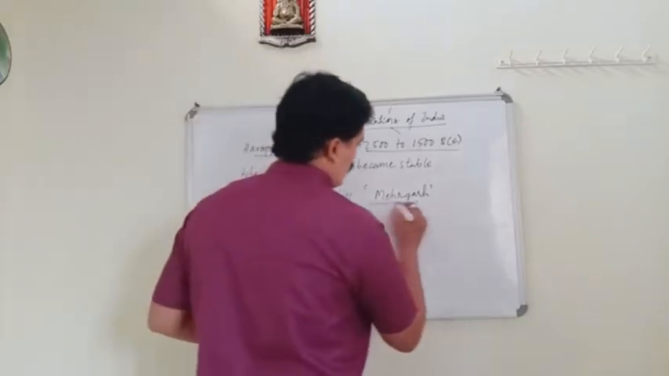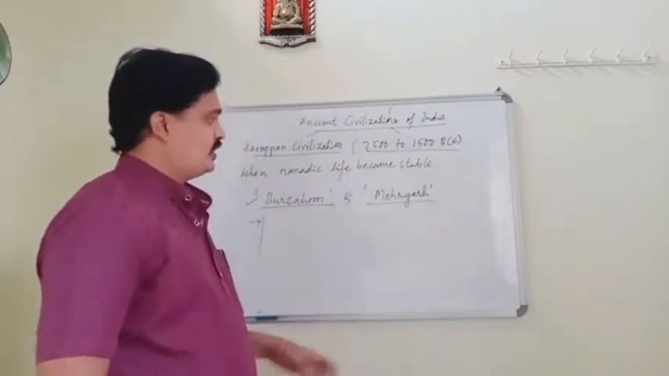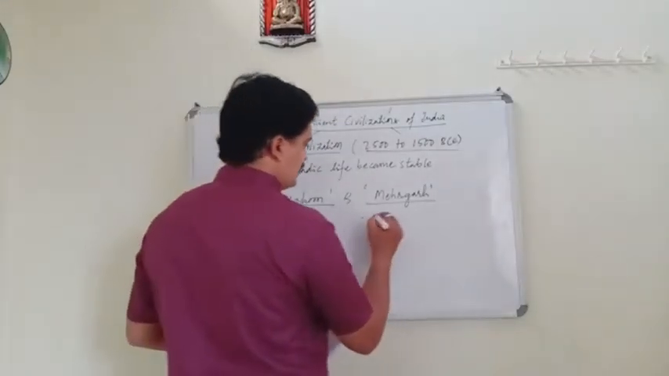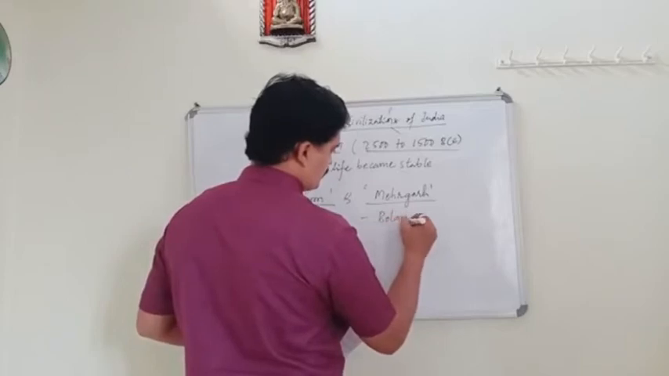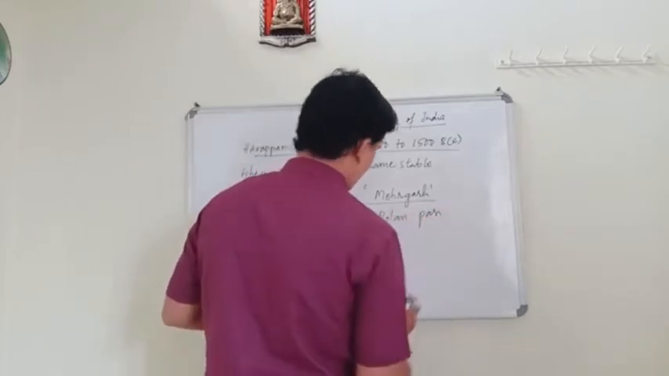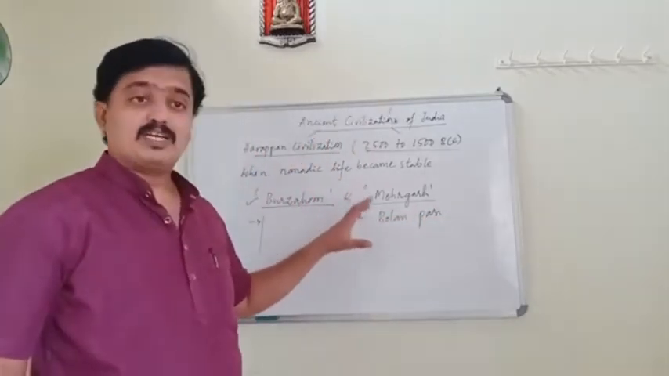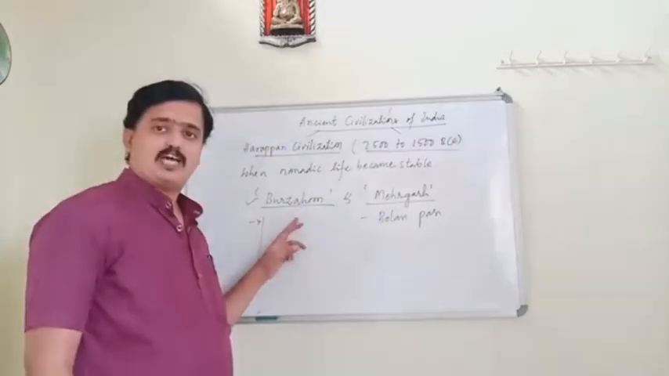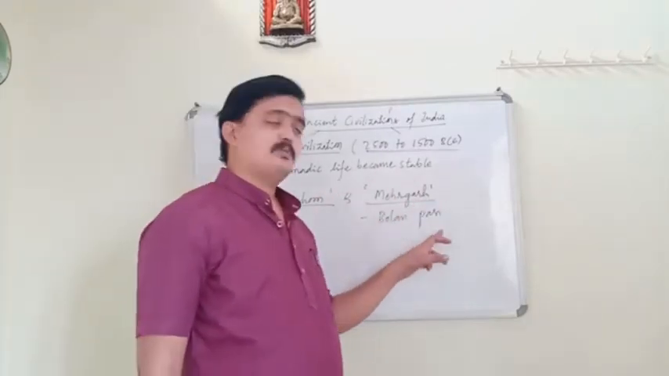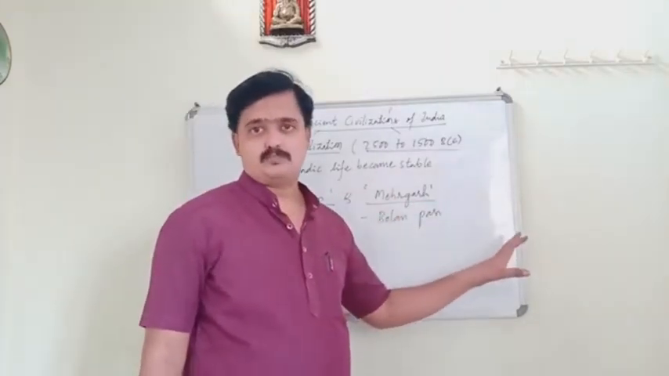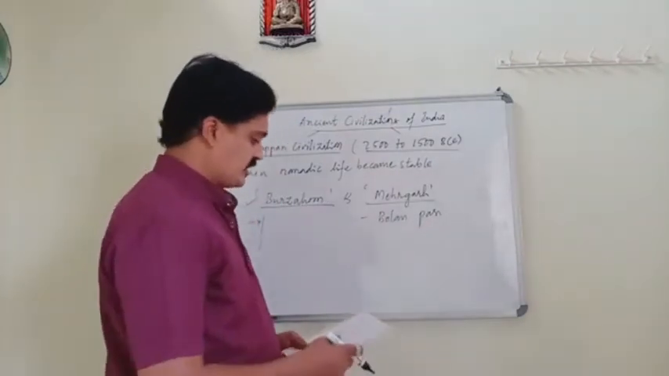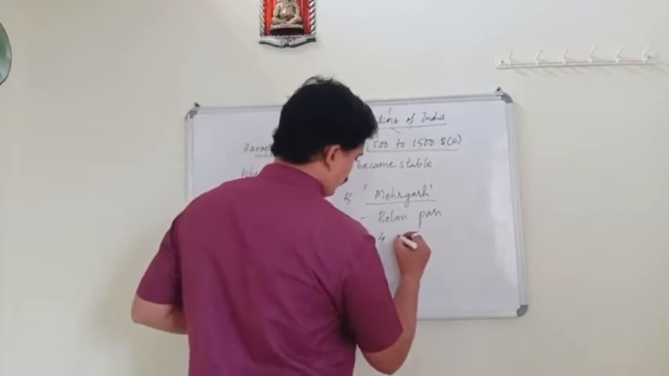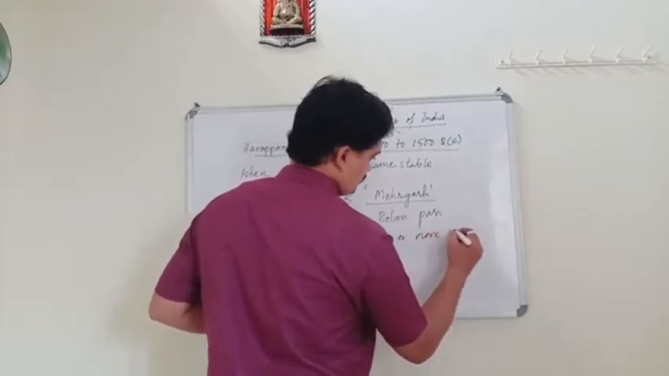Let's move on to Mehergarh. This site was in the Bolan Pass. Here the people were living in houses. But in Burjhom, the people were living in shallow pits. In Mehergarh, the people were living in houses which had four or more rooms.